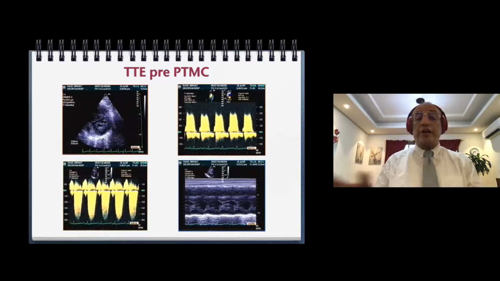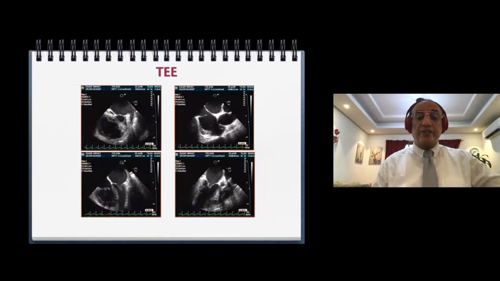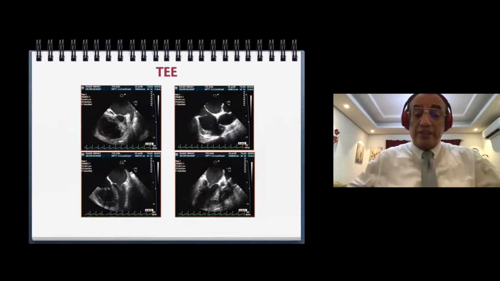And on the right side upper panel, you can see the mean gradient by the echocardiography across the mitral valve. And this is associated tricuspid regurg with pulmonary hypertension. And on the right side of the screen here, you can appreciate normal left ventricular dimension and function in this lady.